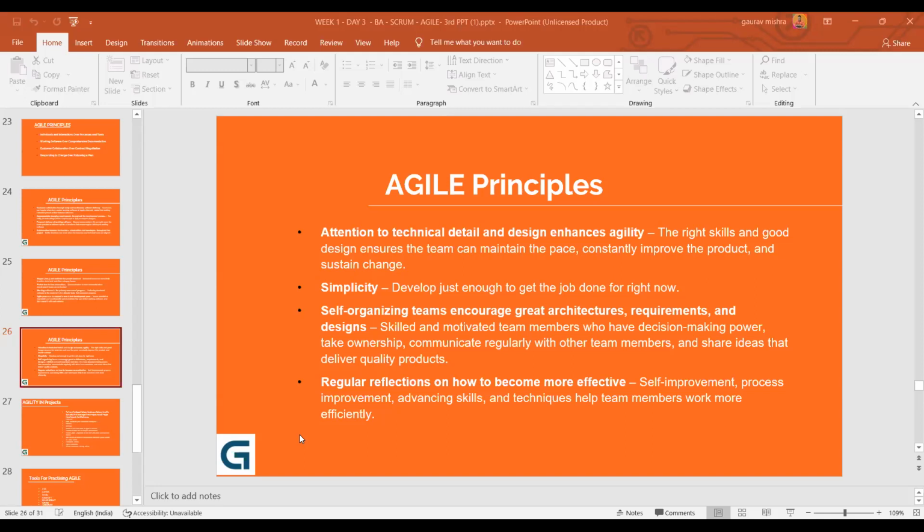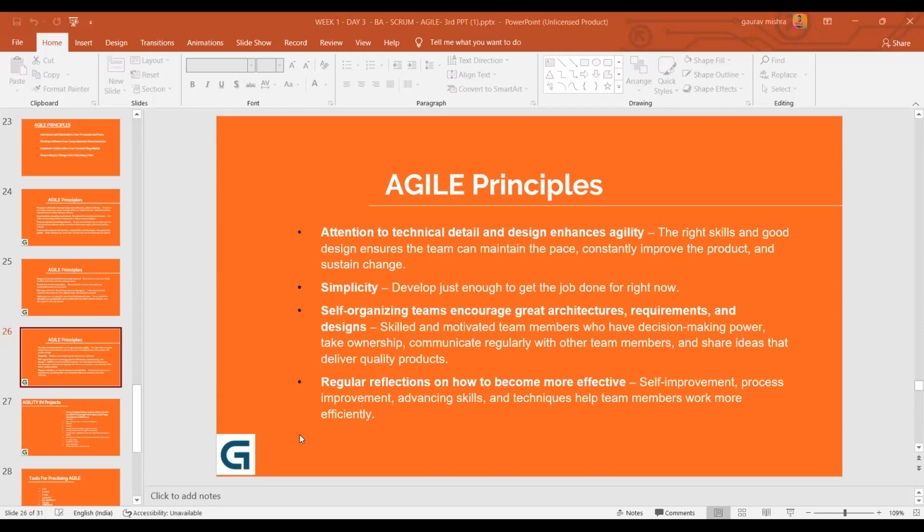So last but not the least, regular reflections on how to become more effective. This is like how we have in organizations quarterly reviews, half yearly reviews, annual reviews. I'm not sure about all of you, but even when we were studying for board exams, you used to have a check on you, like prelims or semester patterns. So you should know where you stand.